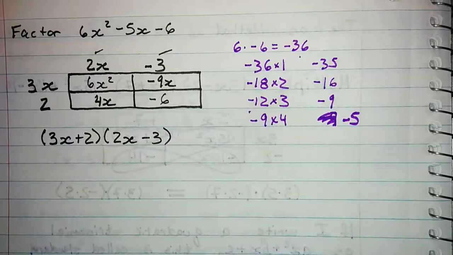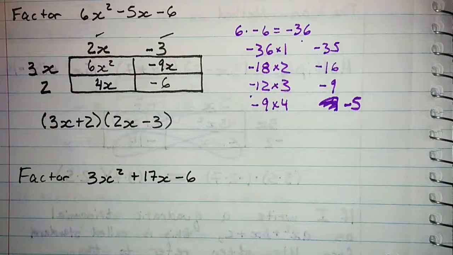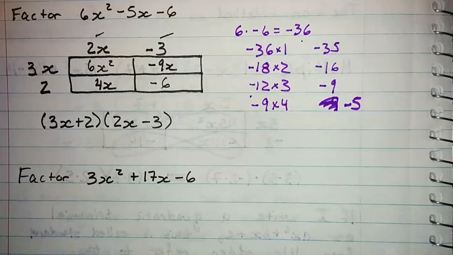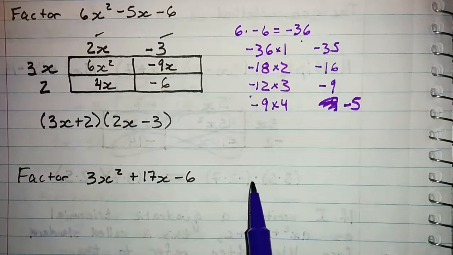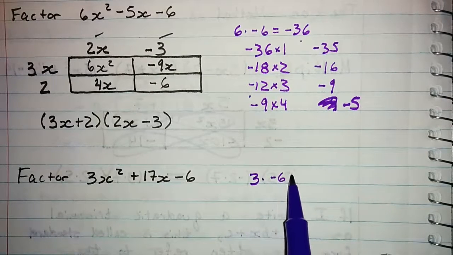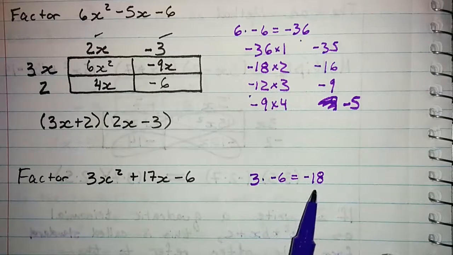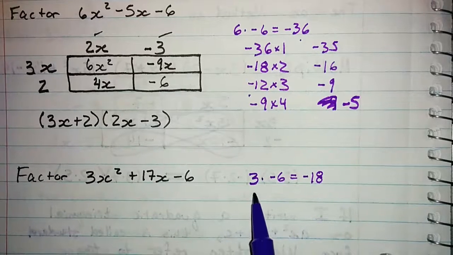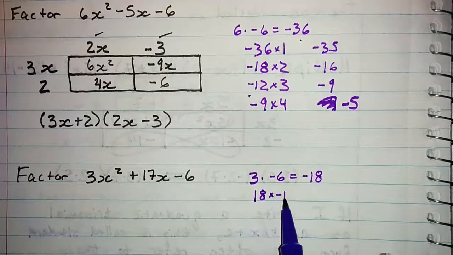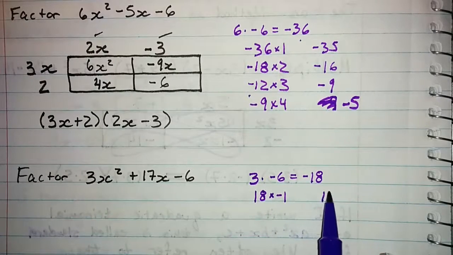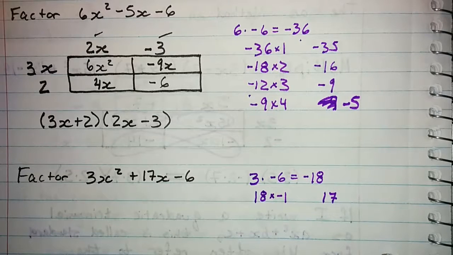All right, I'm going to give you one of these to try. Factor the trinomial 3x squared plus 17x minus 6. Pause the video and try this now. All right, so our first step again will be to write 3 times negative 6 is negative 18. We want two numbers whose product is negative 18 and whose sum is positive 17. I think I'll start with positive 18 times negative 1 here. Their sum is positive 17. So I've already got it.